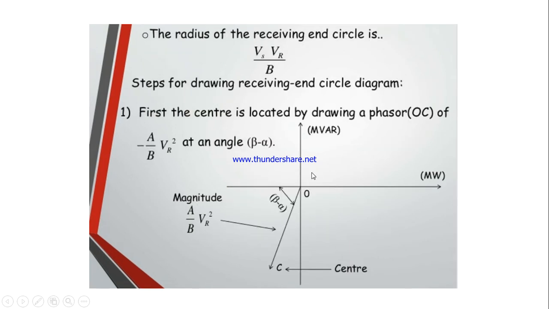This is the power circle diagram. The x-axis is megawatts, that is the real power, and the y-axis consists of the reactive power. So let us draw the value at an angle of B minus alpha. This is the first one. The center is located by drawing OC, which is nothing but minus A by B VR square, the voltage value at an angle of B minus alpha.